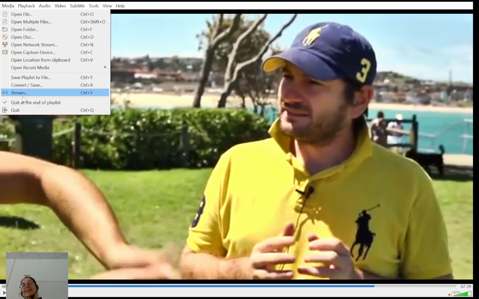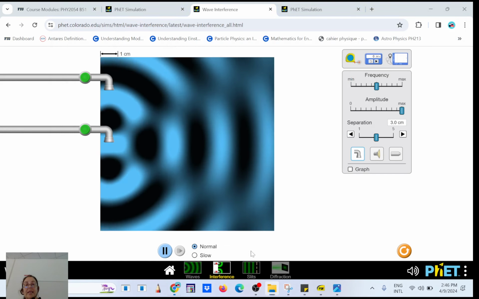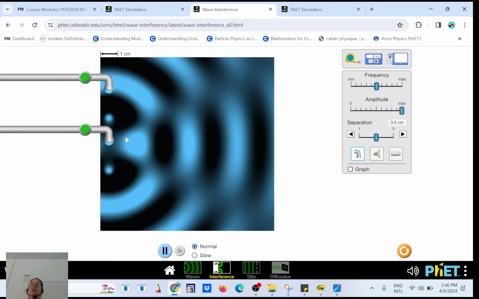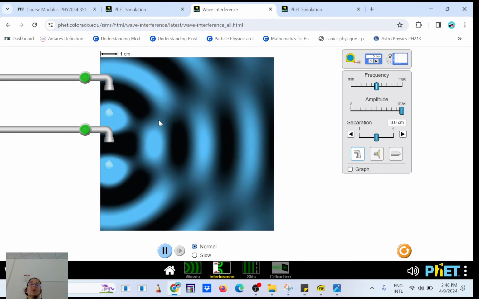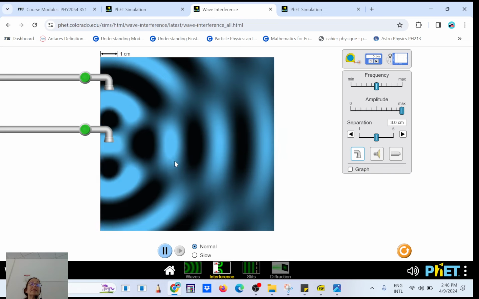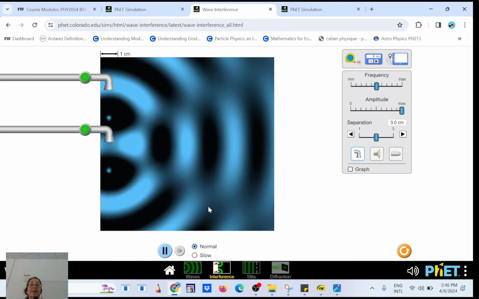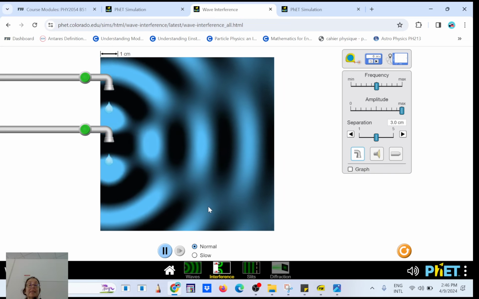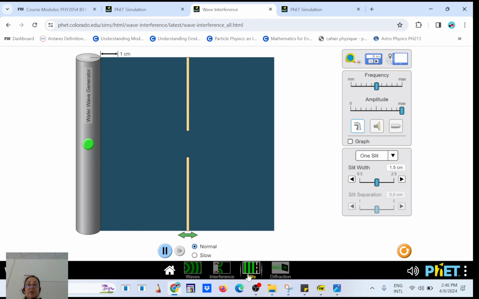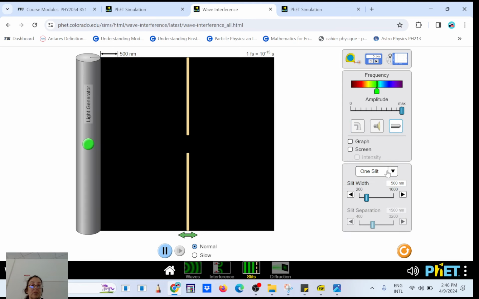That's what you get. Okay, so I will show you now with the app. So again, this is water. Do you agree? So what's happening along those lines here? They cancel each other. And the amazing thing, that was the experiment done by Thomas Young. You can do it with light.